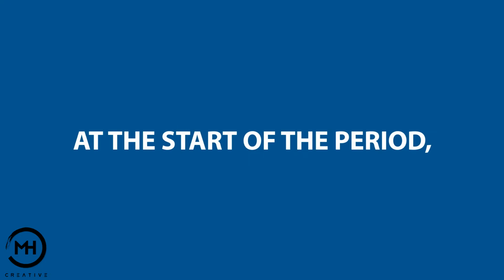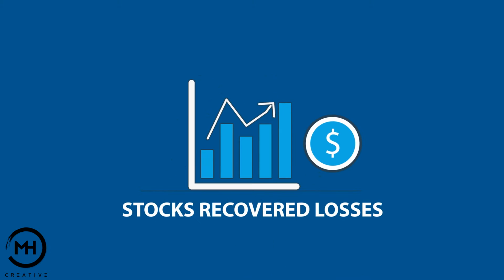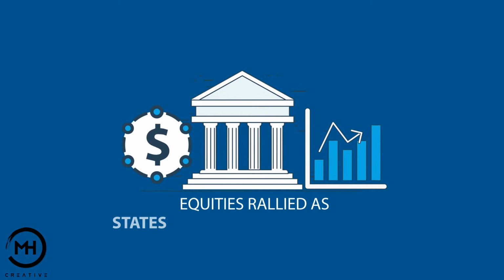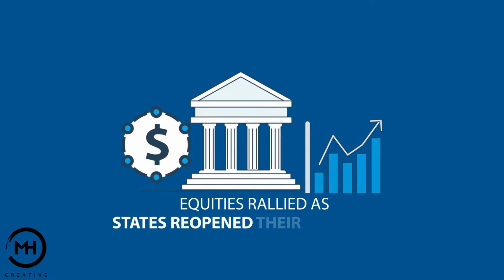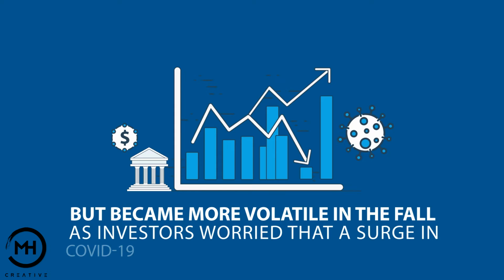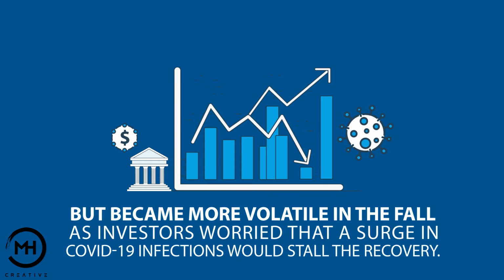At the start of the period, stocks had recovered most of the steep losses they had suffered at the onset of the pandemic. Equities rallied as states reopened their economies, but became more volatile in the fall as investors worried that a surge in COVID-19 infections would stall the recovery.